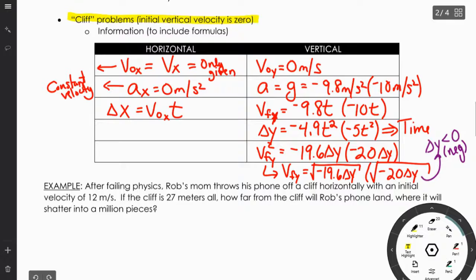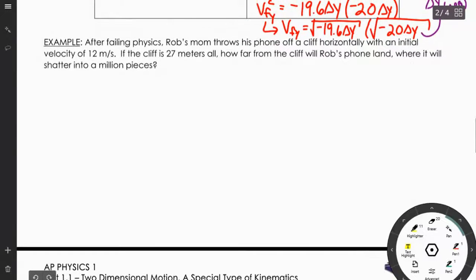Okay, so let's look at an example. After failing physics, Rob's mom throws his phone off a cliff horizontally with an initial velocity of 12 meters per second. If the cliff is 27 meters tall, typo there, sorry, how far from the cliff will Rob's phone land, where it will shatter into a million pieces?